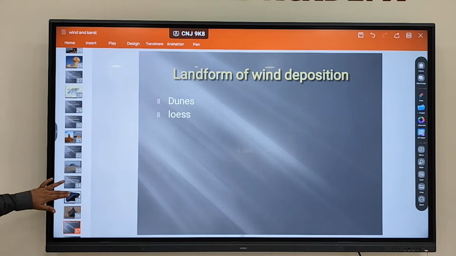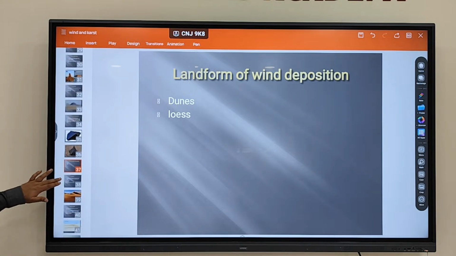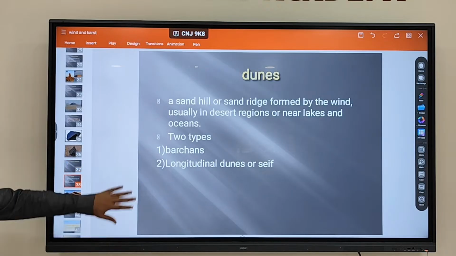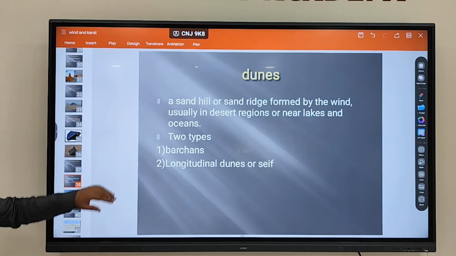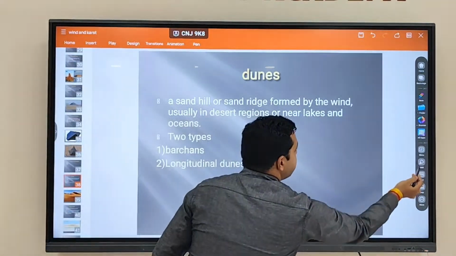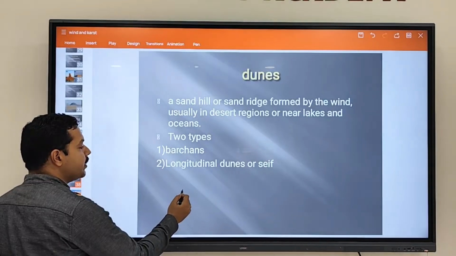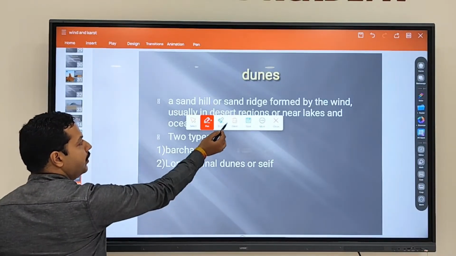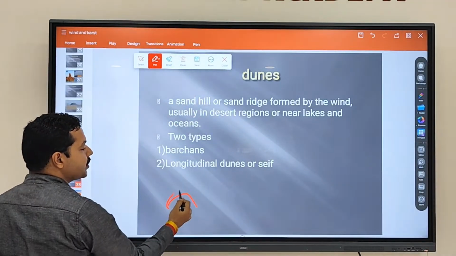Fine. So what are dunes and what is loess? Basically this is what we call dunes. Dunes are what? A sand hill or sand ridge. So as we discussed, in a sandy desert what will happen? You'll see deposition of sand.